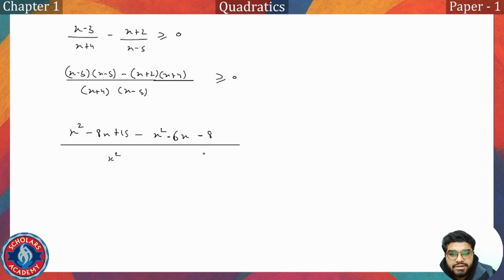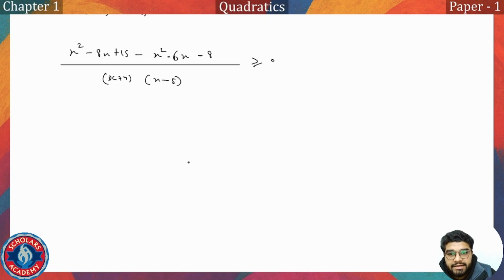Actually, we don't want this simplification in the denominator. We can leave it as it is: x plus 4 and x minus 5. We actually need to simplify the numerator and form factors. We already have factors in the denominator, so no need to change over here. Let's simplify it. x square minus x square gets cancelled out. Negative 8x, negative 6x, negative 14x, and 15 minus 8 plus 7, by (x + 4)(x - 5), is greater than or equal to 0.